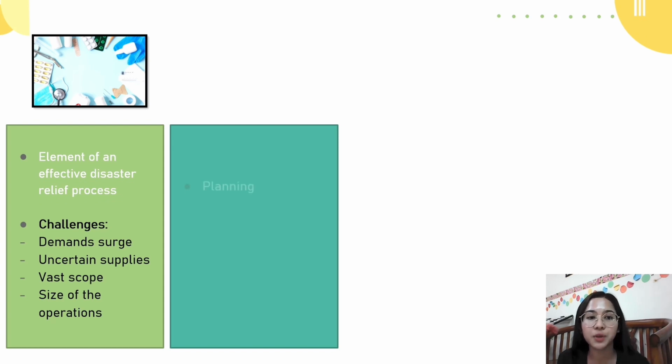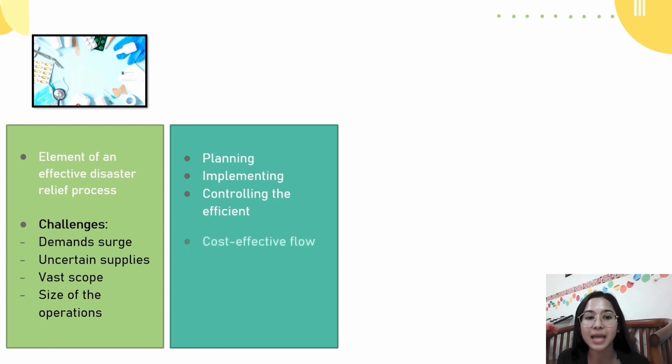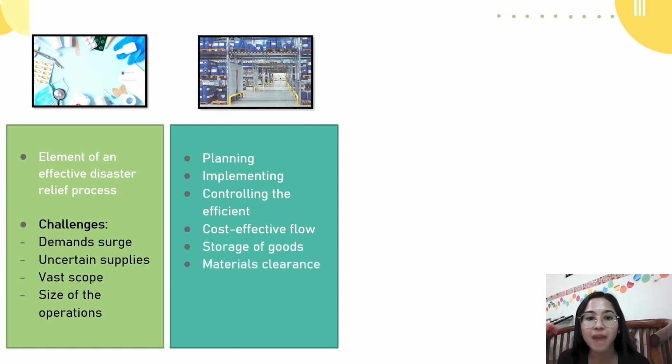So, humanitarian logistic distribution is defined as the process of planning, implementing, and controlling the efficient, cost-effective flow and storage of goods and material as well as related information from the point of warehousing, tracking, custom clearance, planning, procurement, transport, and warehousing.